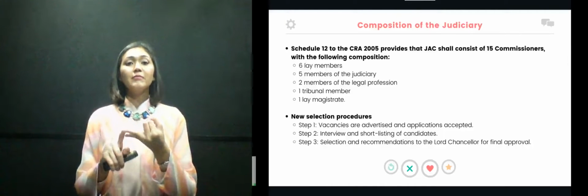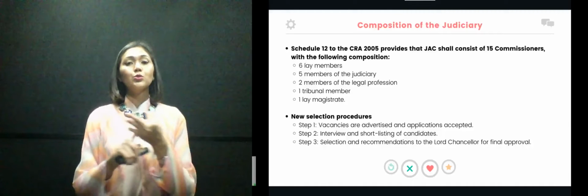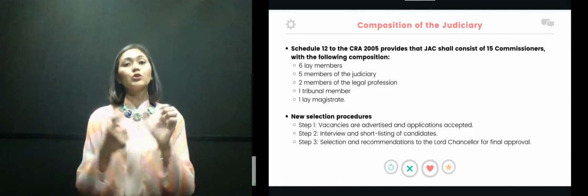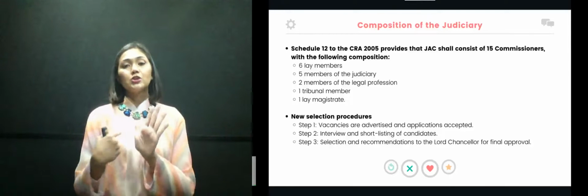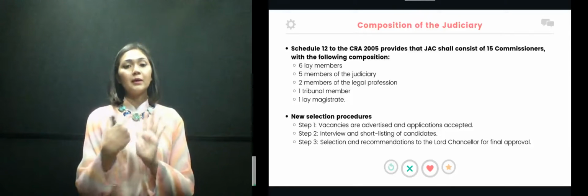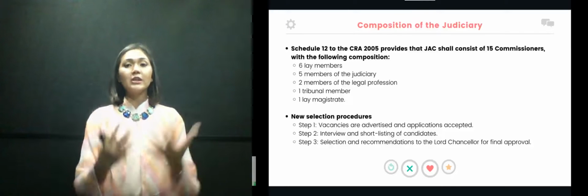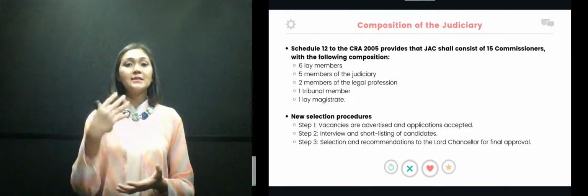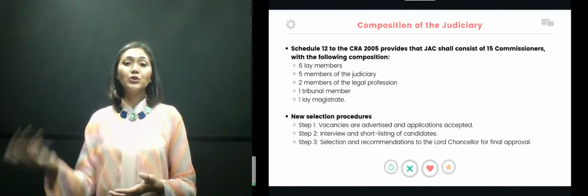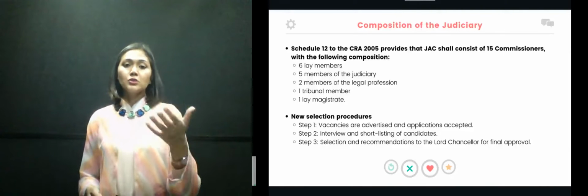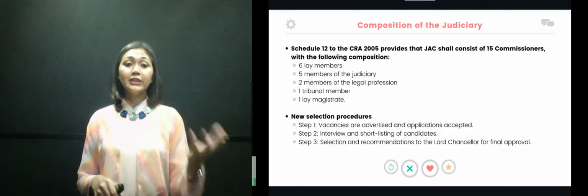It consists of members of the judiciary, those who work in the legal profession. You have one tribunal member, you also have one magistrate. Each of these members has different experiences, so they can provide different perspectives when selecting a judge for promotion or selecting a new person to become a judge. The selection procedure has only 3 steps.